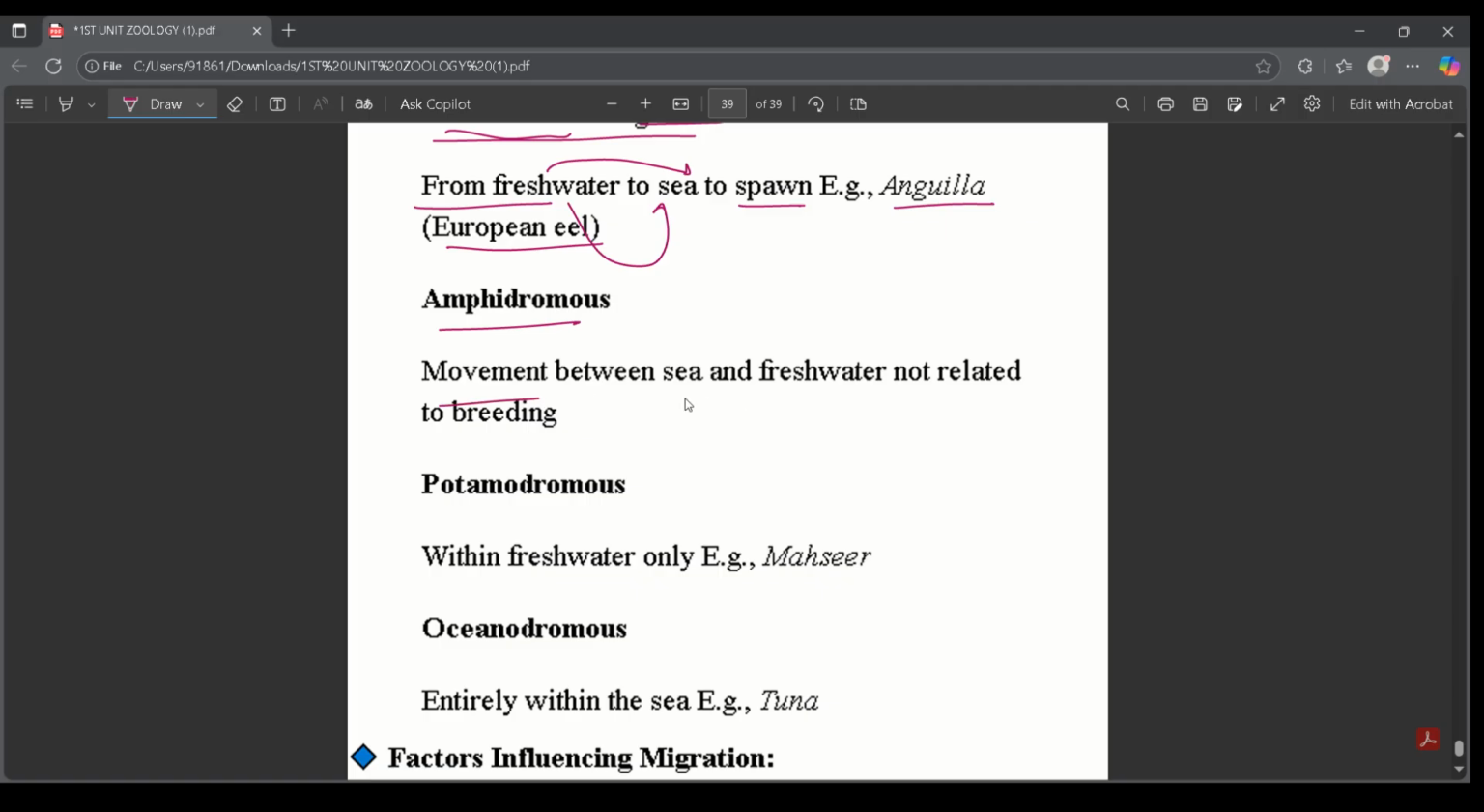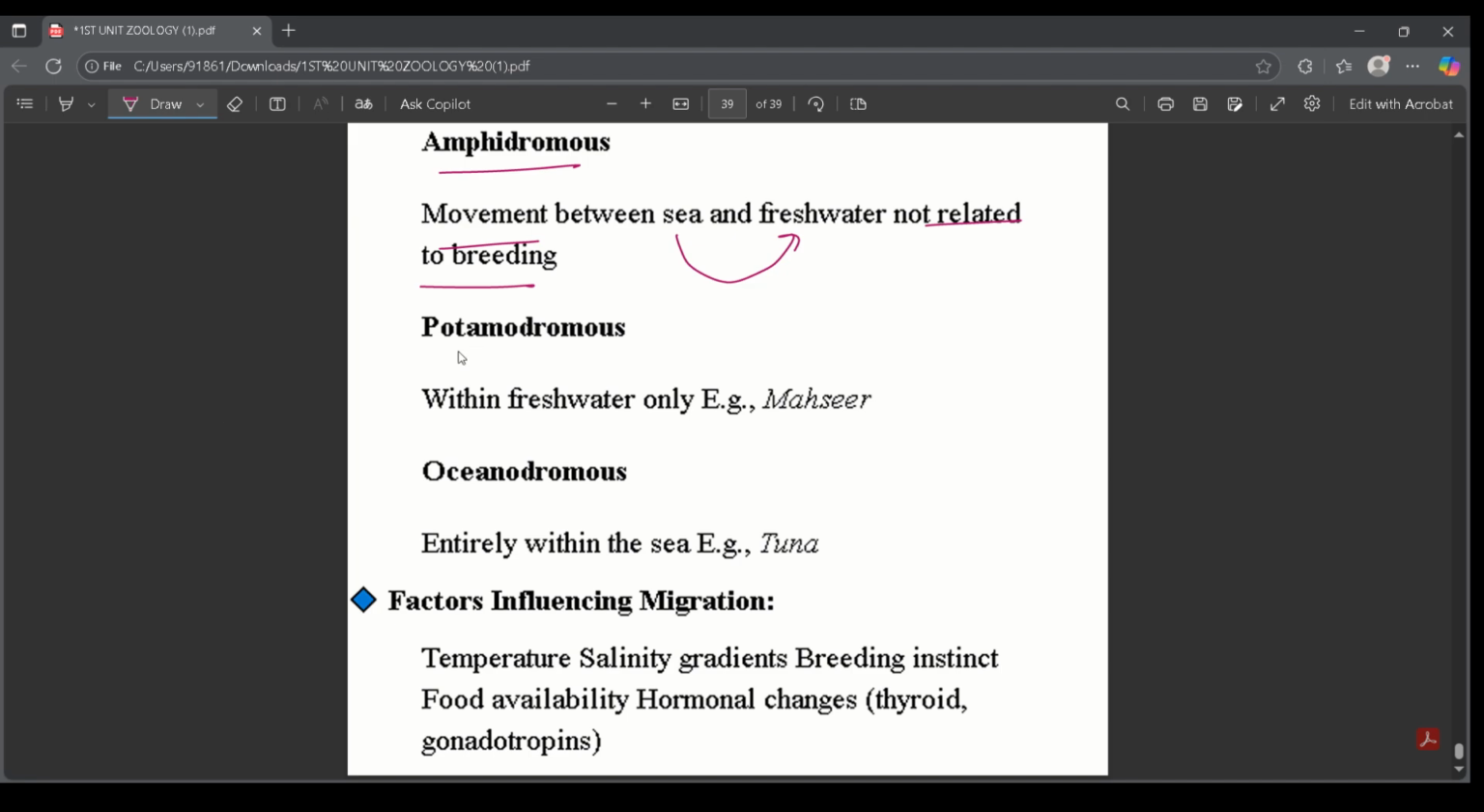Amphidromous: movement between sea and freshwater, not related to breeding at all. And then we have potamodromous, within freshwater only. Example, mahseer. Oceanodromous, entirely within the sea. Example is tuna. Factors influencing migration: temperature, salinity gradients, breeding instincts, food availability, and hormonal changes, which include thyroid and gonadotrophins.